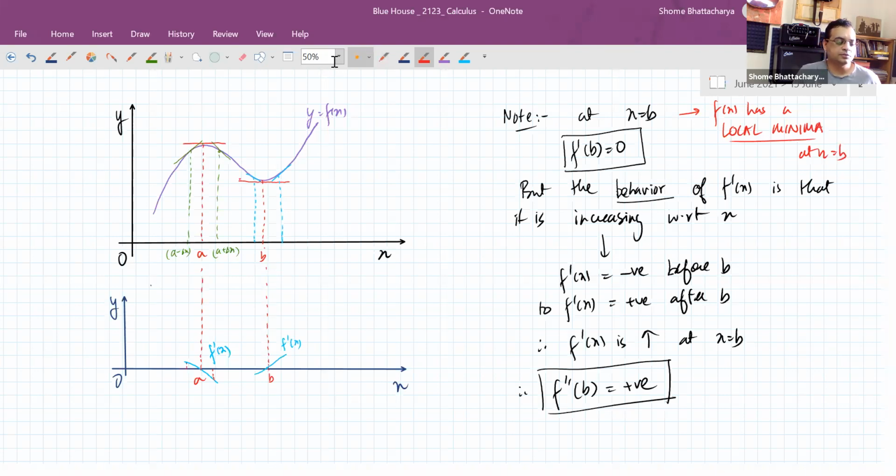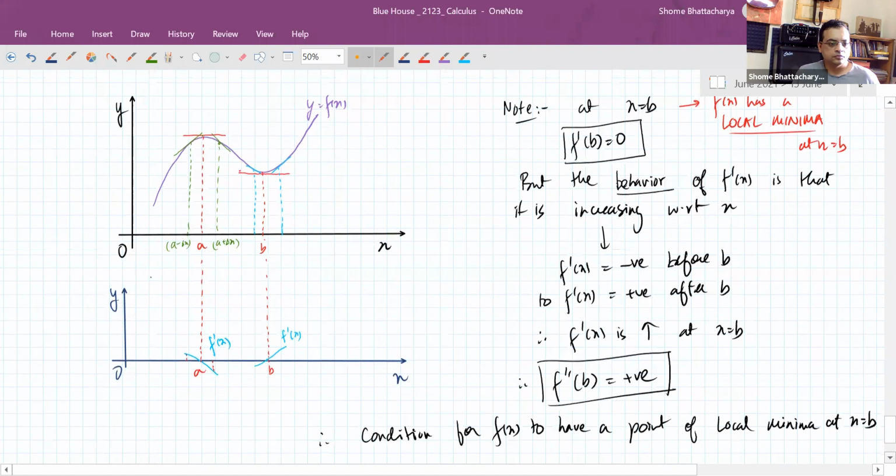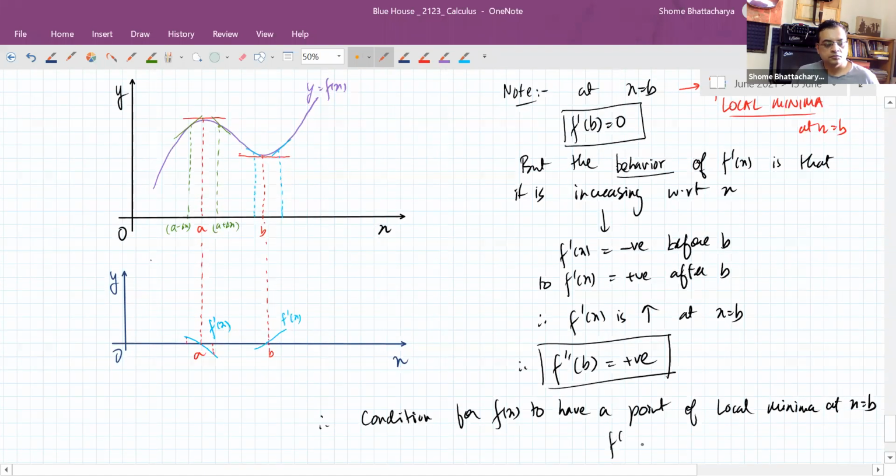So now we can see from this, we develop the condition for local minima. Therefore, the condition for f x to have a point of local minima at a particular point is that the derivative should be 0 and the second derivative should be positive.